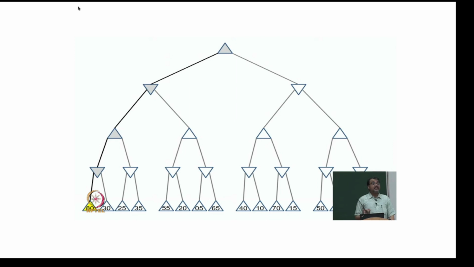Okay, so if you see this triangular box, it is conveying the information. If it is upward, it means max; if it is downward, it means min. So here for 80 and 30, it is saying the min should be backed up, the opponent's play. I'll back up 30 rather than 80. For the second one, 25 and 35, I'll back up 25.